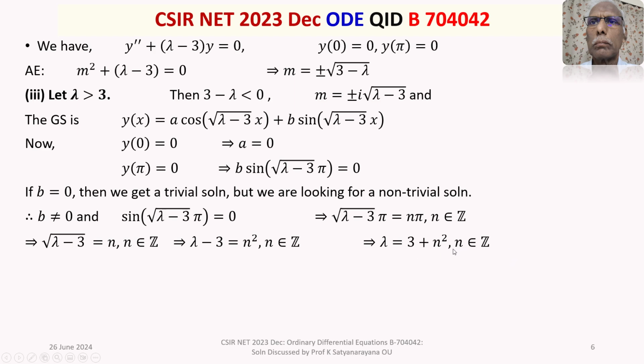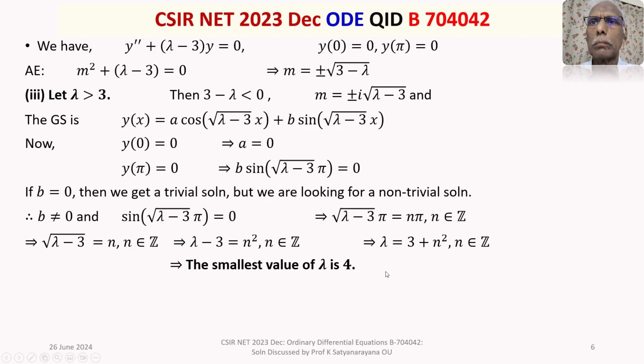Now for various values of n belongs to Z, what is the smallest value of lambda? The smallest value of lambda will arise when n is equal to 1 and n is equal to minus 1. So we are looking for n belongs to Z only, right? And the smallest value of lambda is 4. So the smallest value of lambda is 4. At this lambda is equal to 4, we get a non-trivial solution.